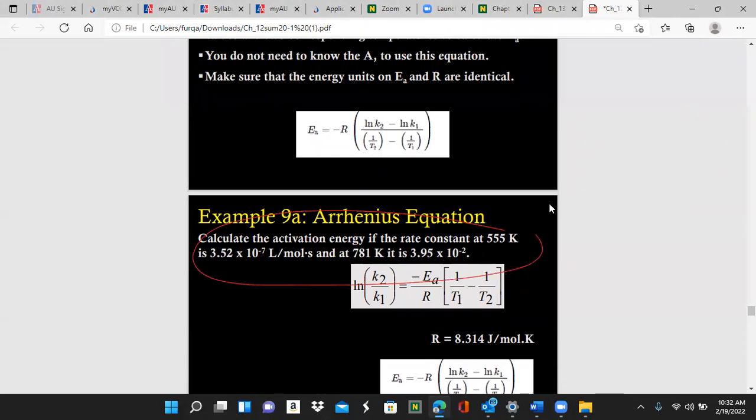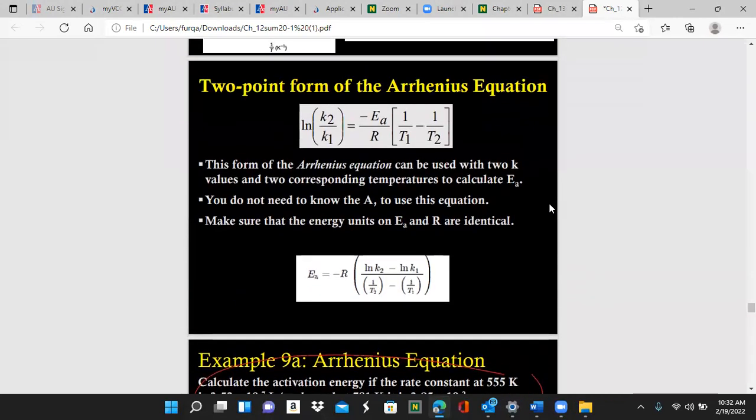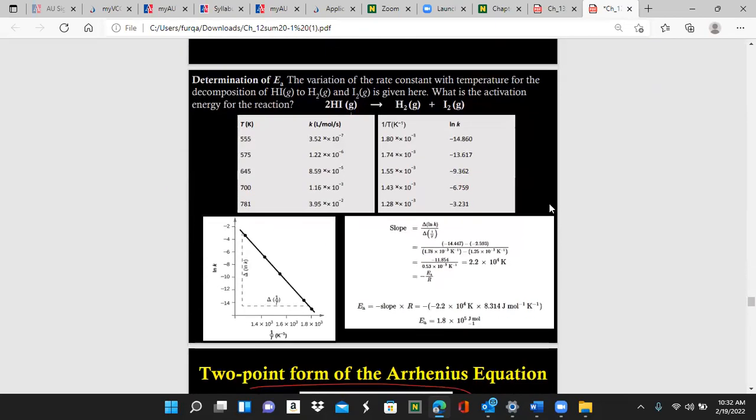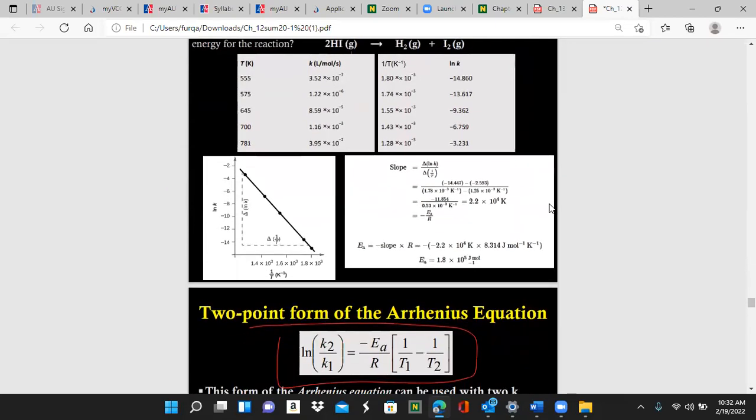This is part A first. This is what we call the two-point Arrhenius equation. There is an equation that we get. I've already discussed that we can plot the data and get a linear line where the slope represents minus EA over R. It's going to be a negative slope.